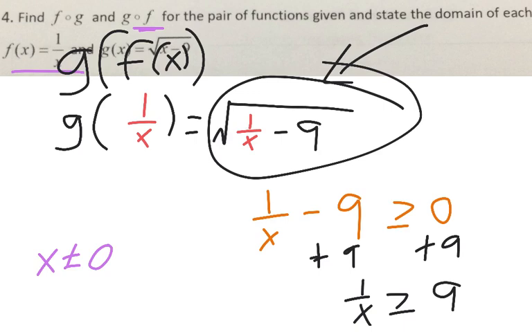So what I want to graph is two things. I want to graph the rational function, which is 1 over x, and I want to graph y equals 9. And I'm going to zoom standard.